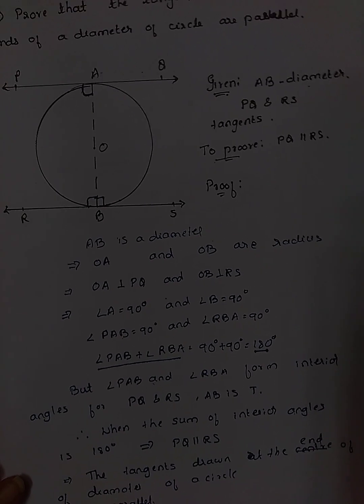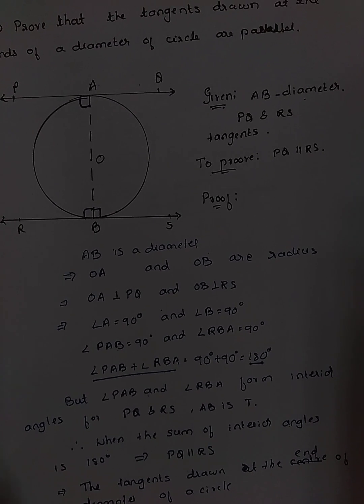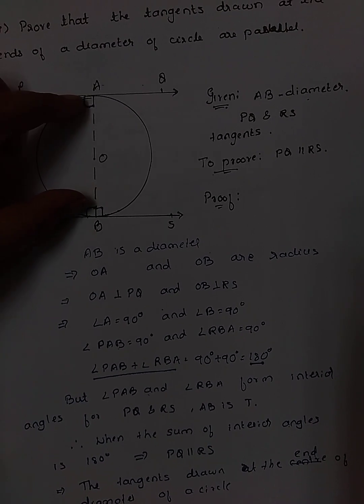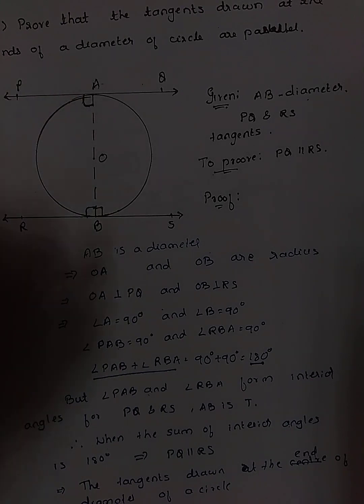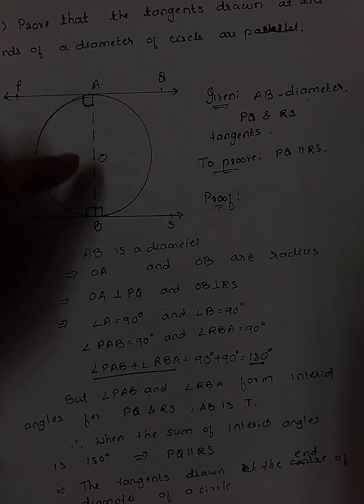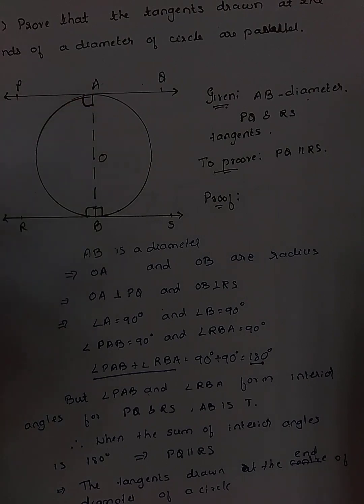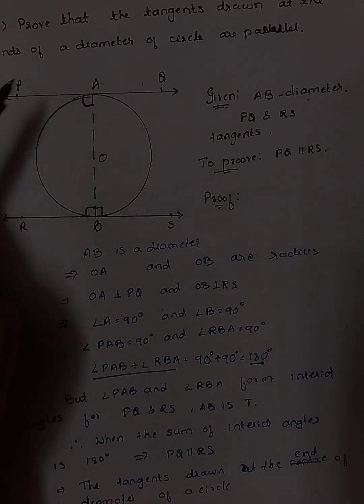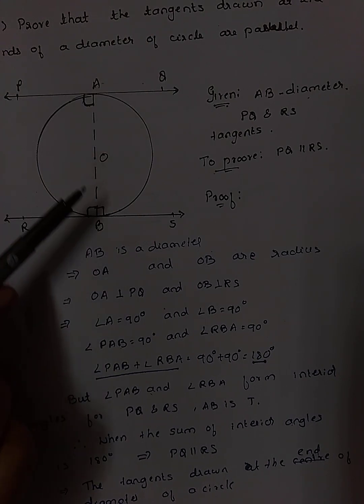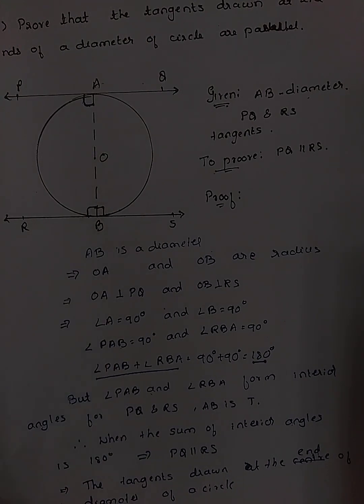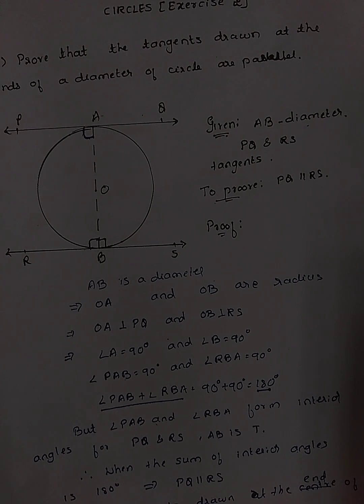So how did we prove parallel? We proved parallel by proving that the sum of these two interior angles is equal to 180 degrees. So how 180 degrees? OA is a radius, OB is a radius, and OA is perpendicular to PQ and OB is perpendicular to RS.